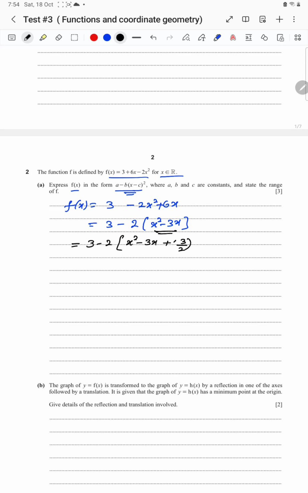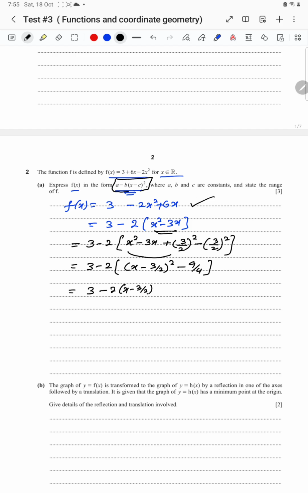Half of 3, that is 3 by 2, whole square will be added and subtracted in this expression. We get 3 minus 2, and our first three terms will change into x minus 3 by 2 whole square minus 9 by 4. Now 2 can be multiplied, because we need to convert the given expression into the form which is going to be asked as the completing square form. So 2 into x minus 3 by 2 whole square, minus minus, plus 9 by 2.